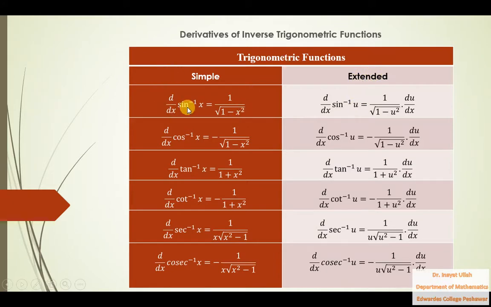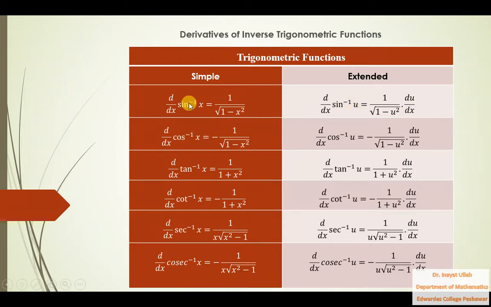So the derivative of sine inverse x is equal to 1 divided by the square root of 1 minus angle square, this x square. And whenever this is the extended form, it is the same, 1 divided by the square root of 1 minus angle square, but with the product of the derivative of the angle u.